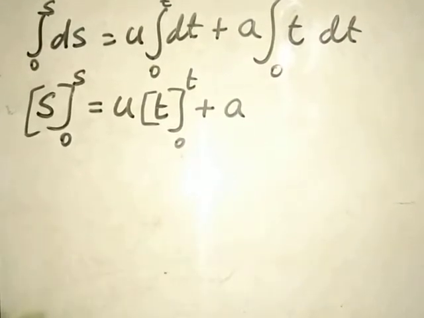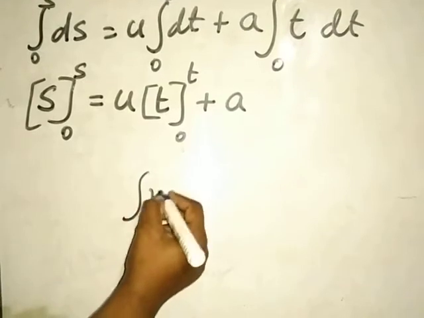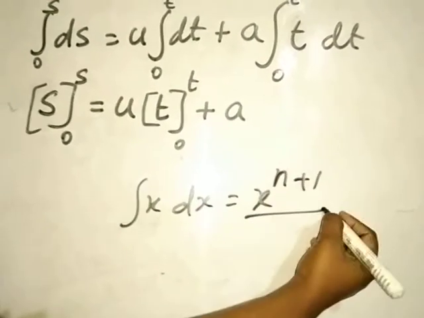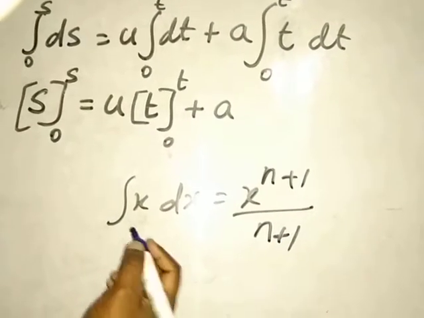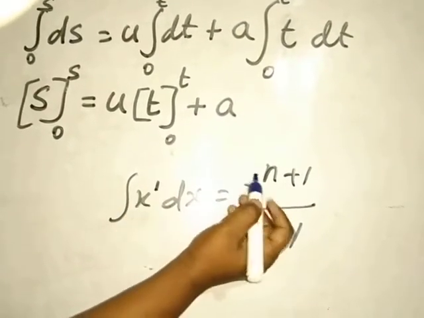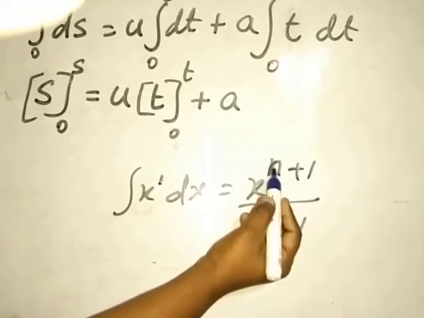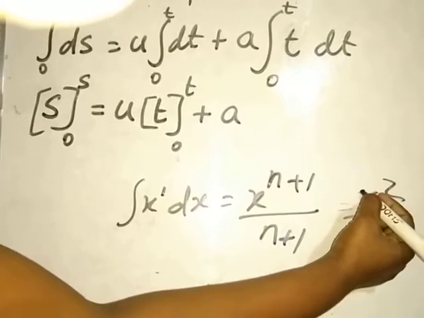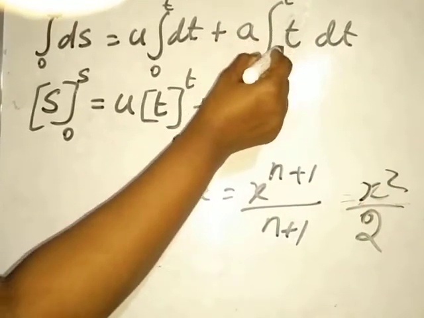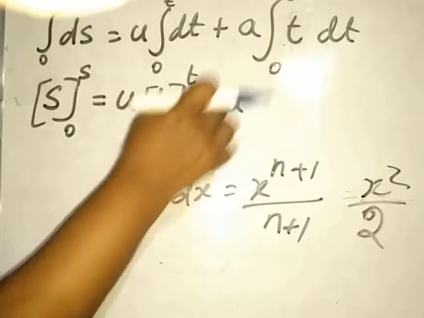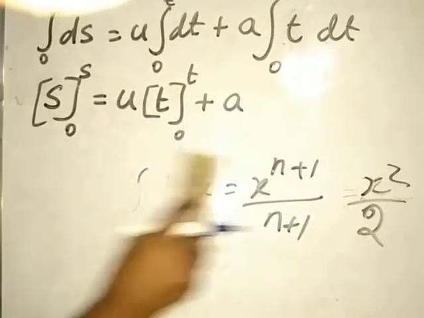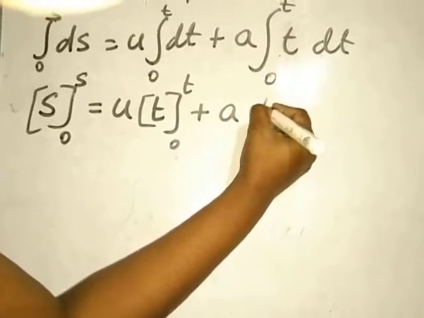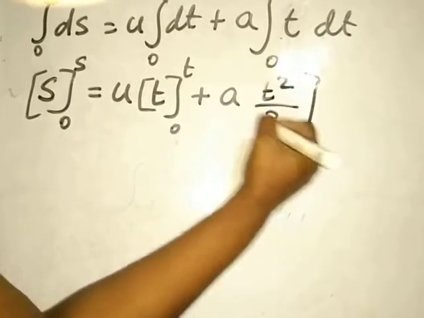Here we are going to apply one formula, that is integral x^n dx equals x power n plus 1 by n plus 1. Here we have x power 1, the value of n is 1, so 1 plus 1 is 2. The formula is x squared by 2. So integral t dt we can write as t squared by 2.